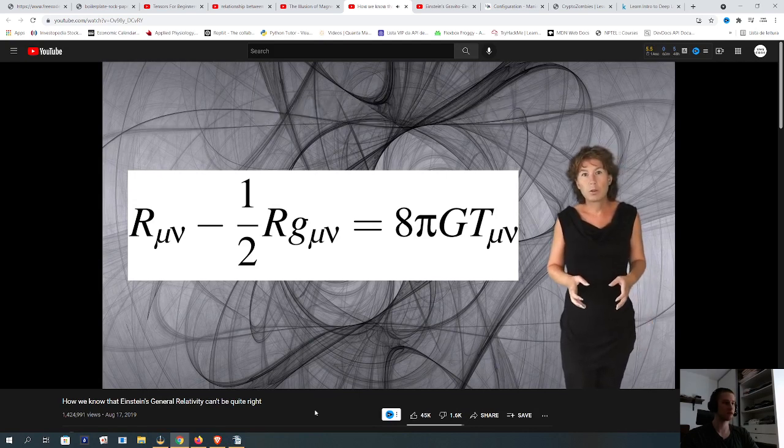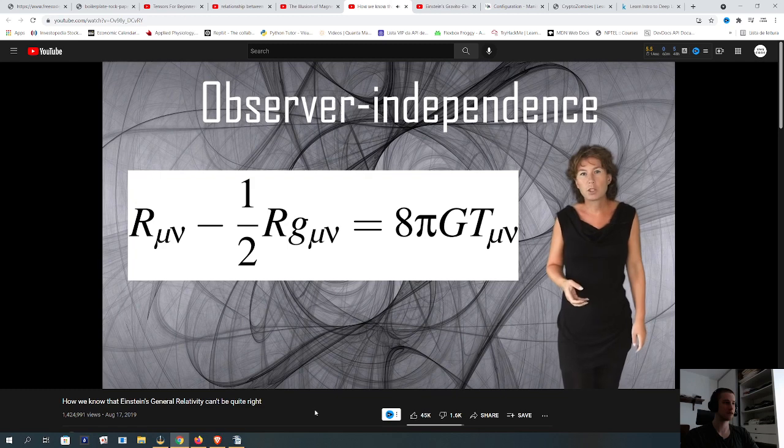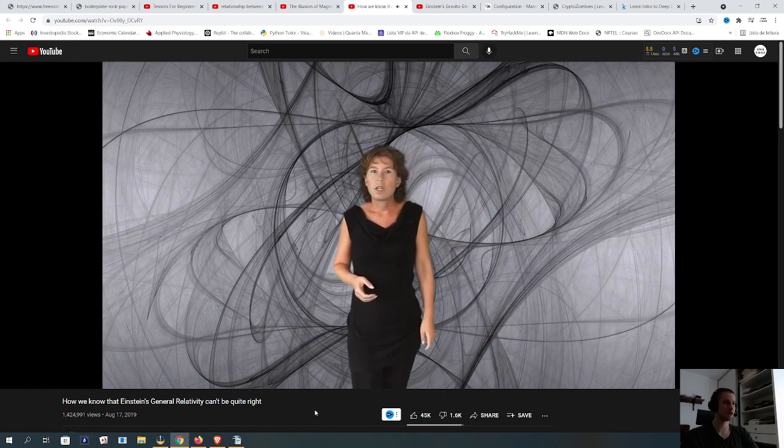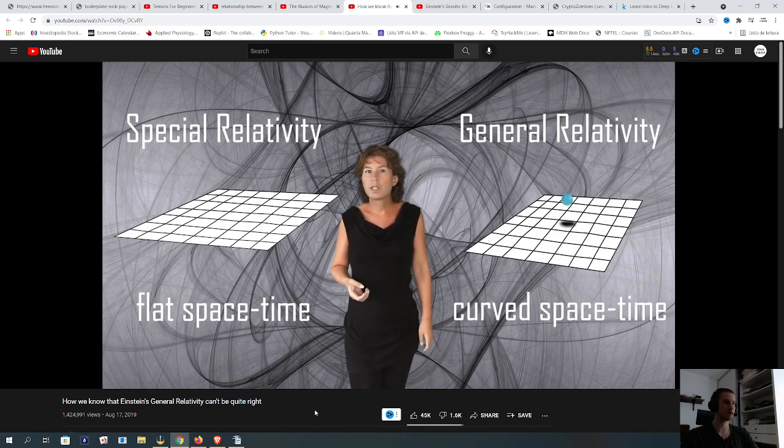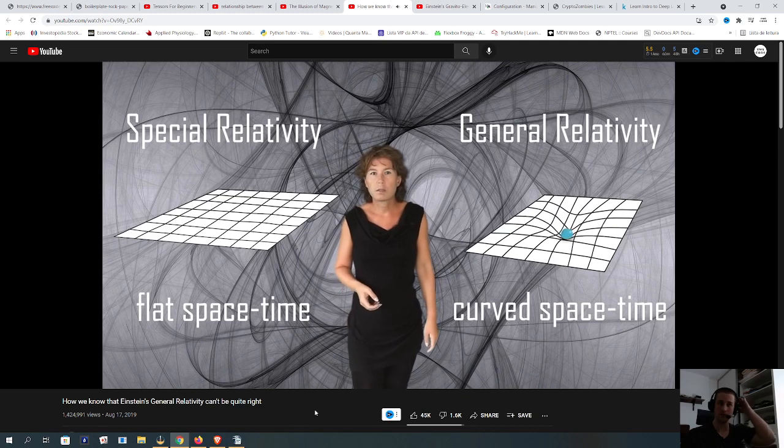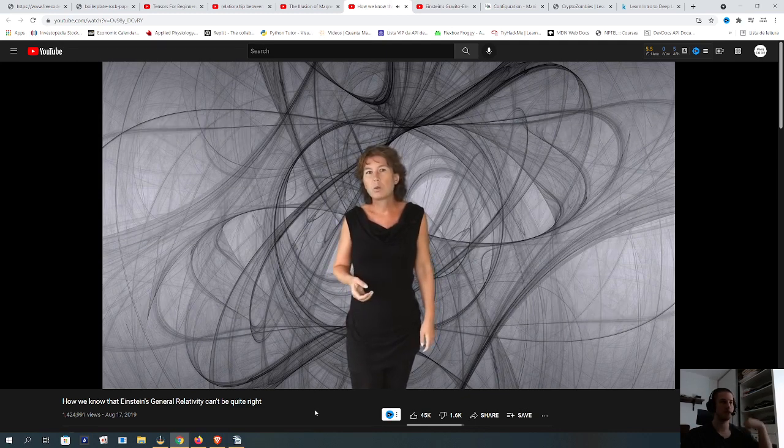Einstein called his theory general relativity because it's a generalization of special relativity. Both are based on observer independence, that is, the idea that the laws of nature should not depend on the motion of an observer. The difference between general relativity and special relativity is that in special relativity, space-time is flat, like a sheet of paper, while in general relativity it can be curved, like the often named rubber sheet. General relativity is an extremely well-confirmed theory.